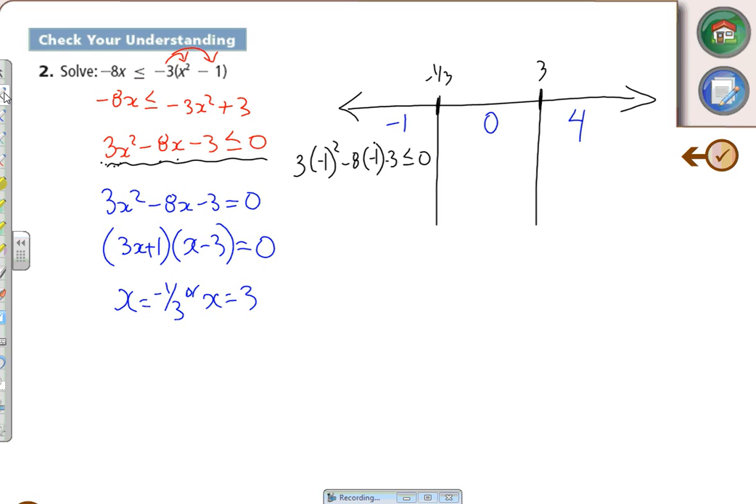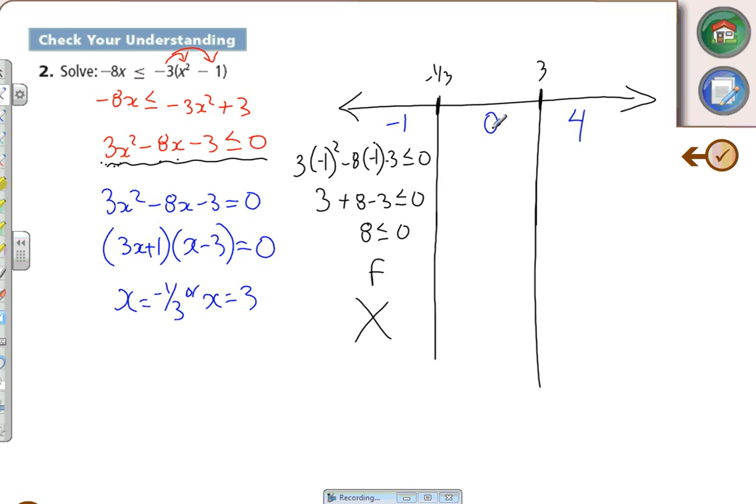And if we work that through, we've got negative 1 squared is 1 times 3, 3 plus 8 minus 3. Is that going to be less than or equal to 0? 3's cancel off. We get 8 less than or equal to 0. That's not true. That's a false statement. This is not part of our solution set. Okay, so then pick the next interval. Do the same thing. This is called a test case.